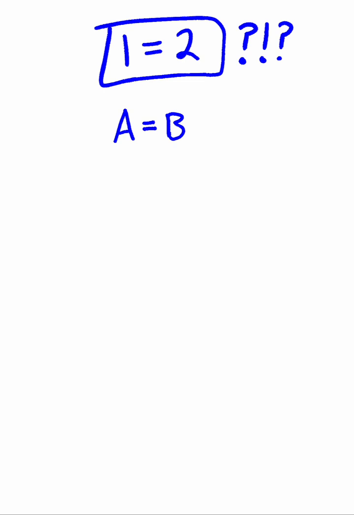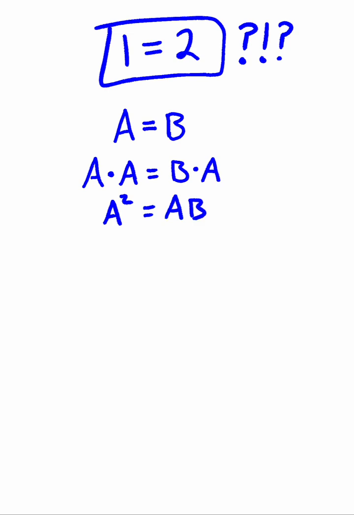Okay, here comes some algebra fun. Now I'm going to multiply both sides by the same number, and that number is going to be A. I can do that, right? Whatever I do to the left side, I can do to the right side. So if I multiply A by A, I get A times A. And if I multiply B by A, I get B times A. Now I'm going to rewrite A times A as A squared. And we can clean this up a little bit. We'll put these in alphabetical order. We don't have to, but the order of multiplication doesn't matter. So I'm going to go ahead and write A times B.